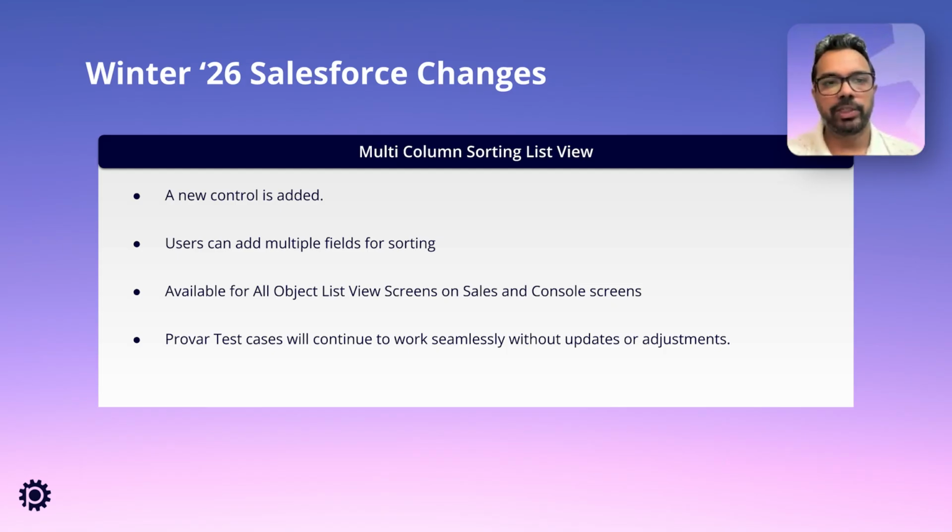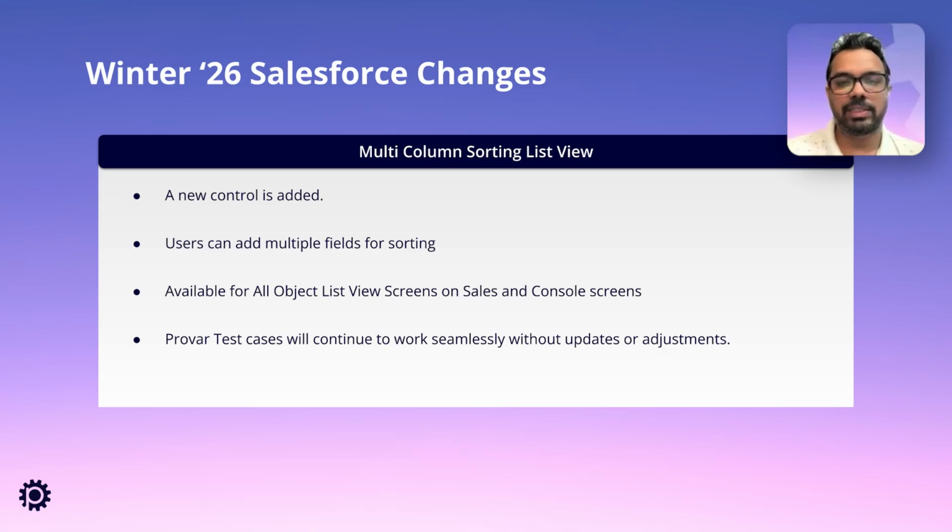All right, so moving to the next one, the next significant change that is coming as a part of Winter 26 is around multi-column sorting in list views. This means users now have a brand new control available where they can add multiple columns or fields for the sorting of the list. Earlier, it used to be only one control or one column where you can click and it used to sort the whole list based on that one column. But now with Winter 26, you'll have an additional option to add multiple fields for the sorting.